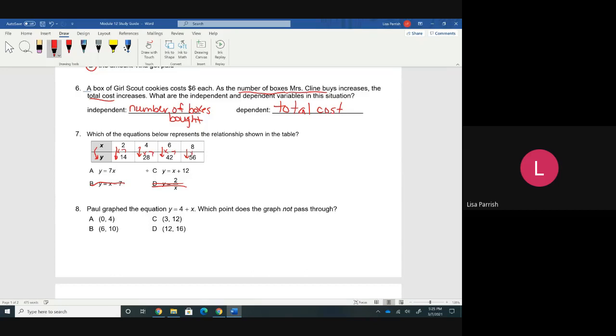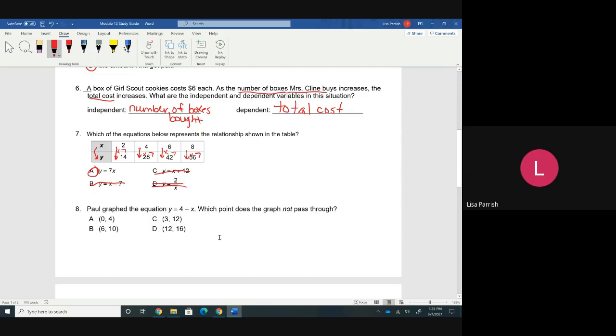Not sure what's happening with my pen here. So my rule is 7 times x. Always look and see what's happening to get from each number to the other. Remember, if you get bigger, you add or multiply. If your numbers get smaller, you're subtracting or dividing.